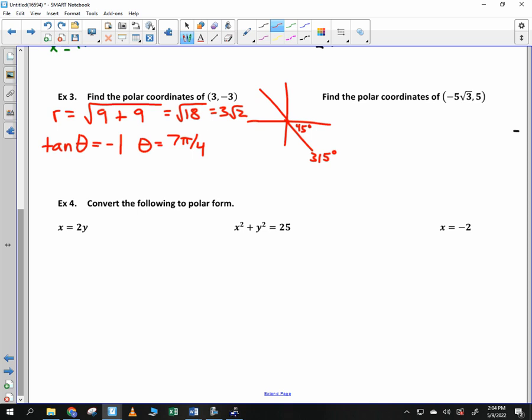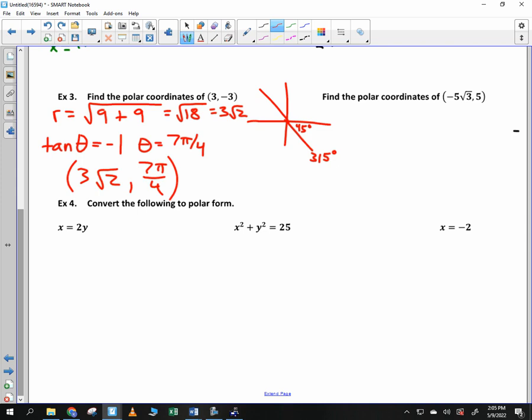Have we done this before? We did it with complex numbers. We did it with vectors. And now we're doing it again. This is the third time you've seen it. Hopefully we can get them right. So the coordinate is 3 roots of 2 and 7 pi over 4. That is my polar coordinate.